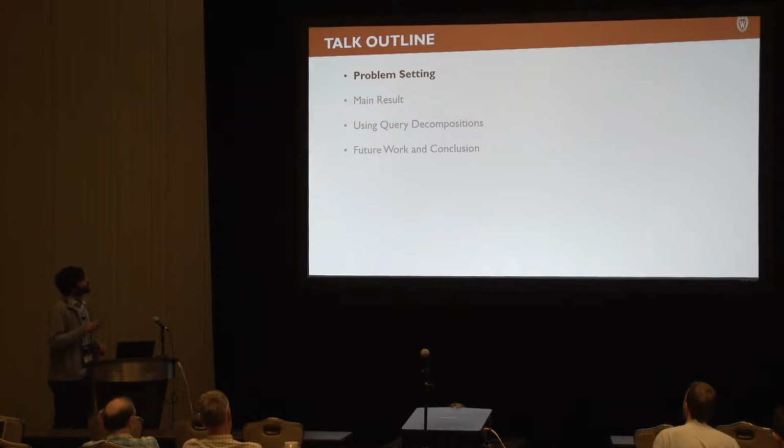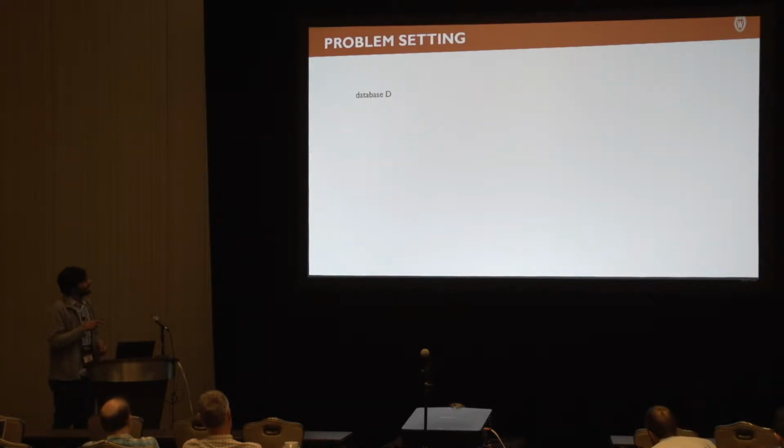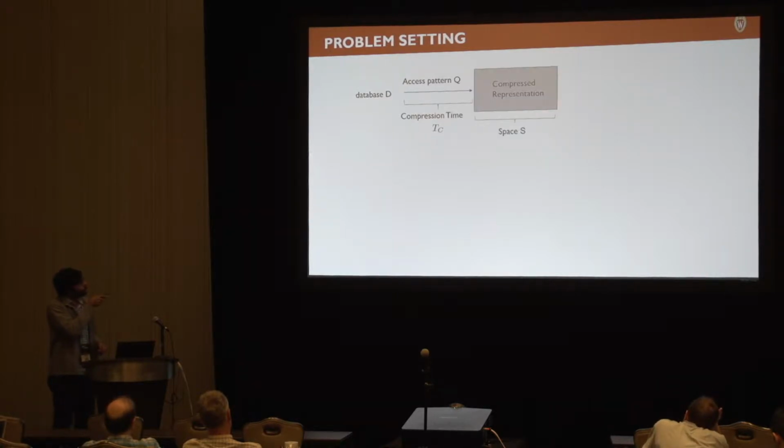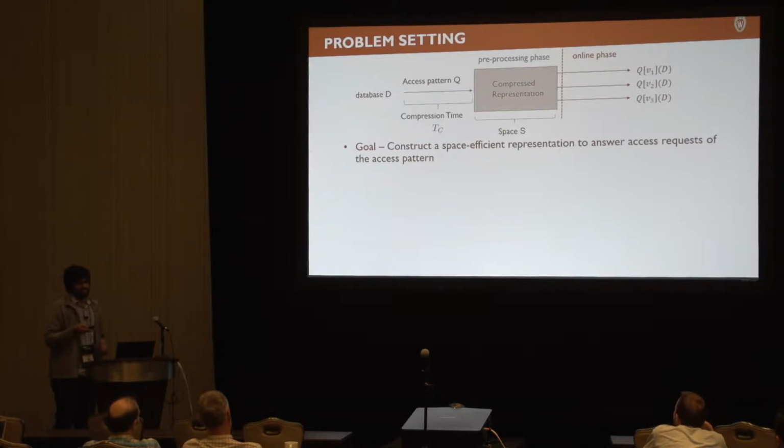So let's look at the problem setting. Suppose I have a static database D, and I have been given my access pattern Q as the input, and I have compression time Tc. In this compression time Tc, my goal is to create a compressed representation that takes space at most S. All of this is happening in the pre-processing phase. Once I am done creating this compressed representation in Tc time, the online phase will happen where the user can come in and ask any particular instantiation of the query. The user will plug in the values of the bound variables, and we have to enumerate the output. So the goal here is to construct a space-efficient representation that can help us answer these access requests.